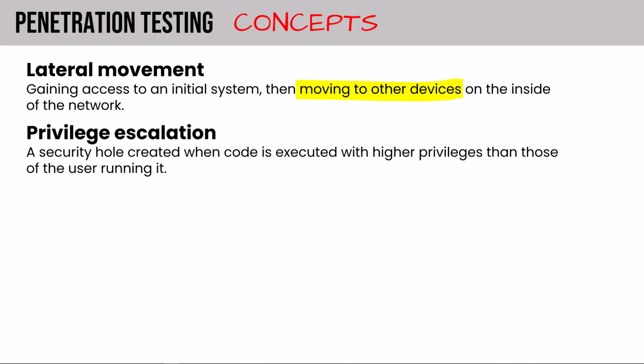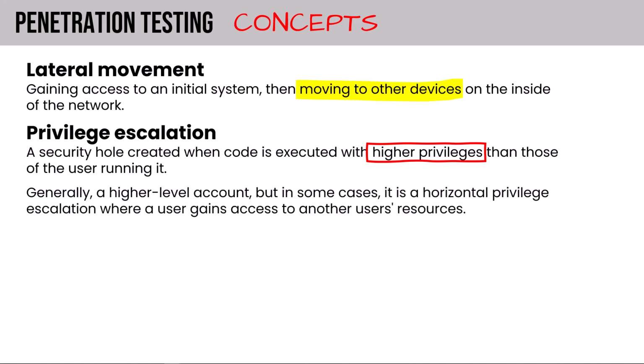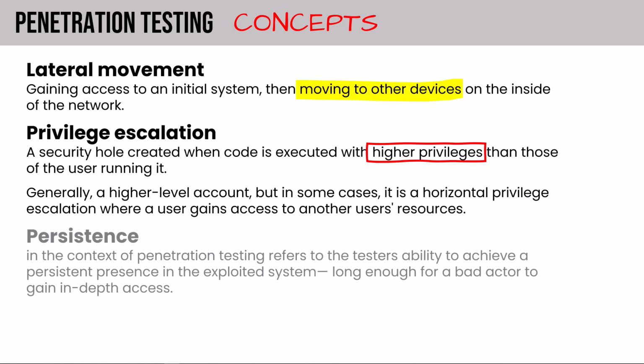There's privilege escalation, which is a security hole created when code is executed with higher privileges than those of the user running it. Generally it's a higher level account, but in some cases it's a horizontal privilege escalation where a user gains access to another user's resources. Then there's the concept of persistence.